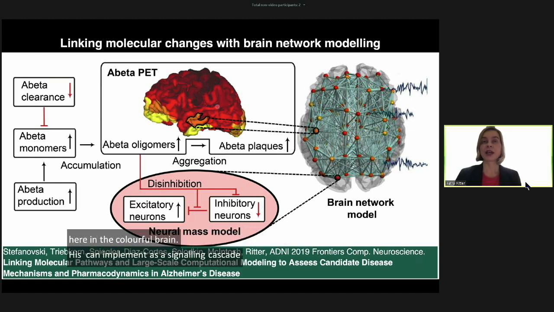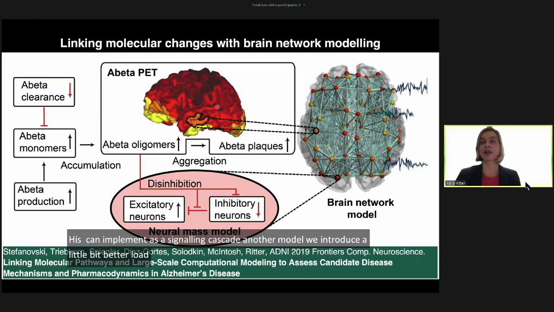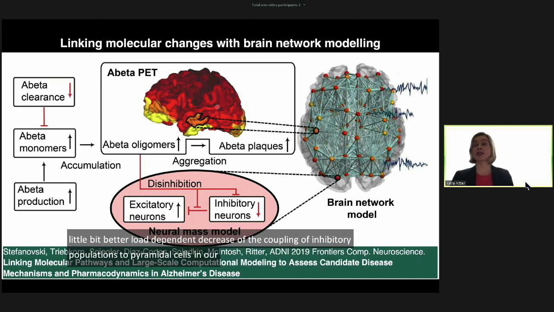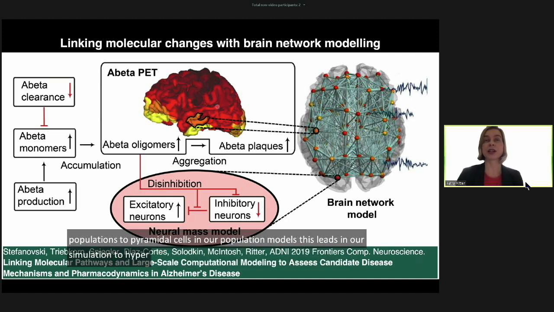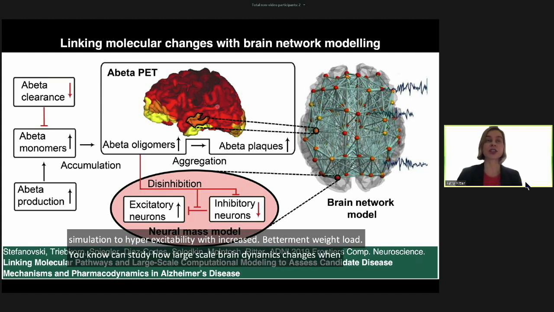We introduce an amyloid beta load dependent decrease of the coupling of inhibitory populations to pyramidal cells in our population models. This leads in our simulation to hyperexcitability with increased beta amyloid load. We now can study how large-scale brain dynamics changes when molecular pathways change.